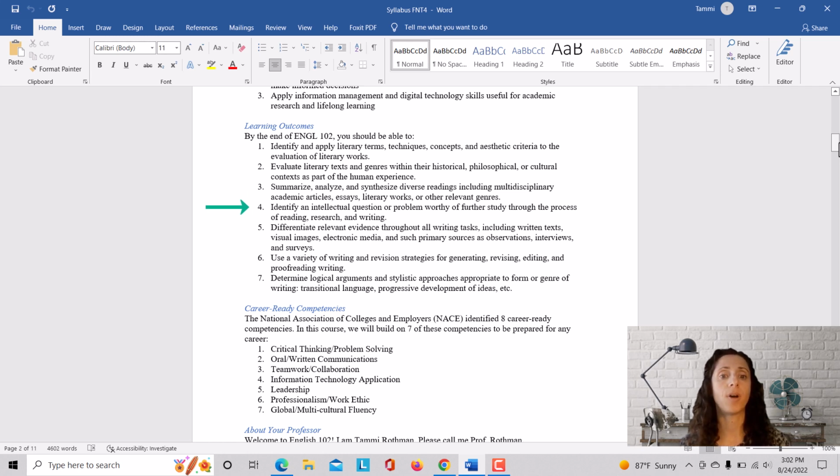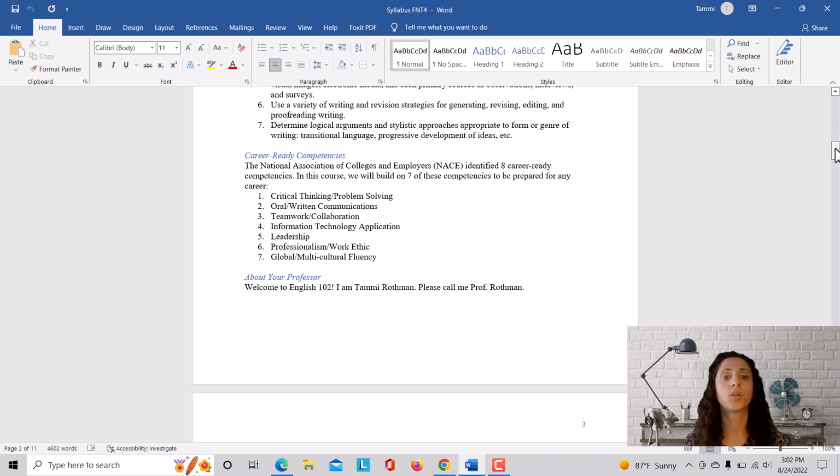4, identify an intellectual question or problem worthy of further study through the process of reading, research, and writing. 5, differentiate relevant evidence throughout all writing tasks, including written texts, visual images, electronic media, and such primary sources as observations, interviews, and surveys. 6, use a variety of writing and revision strategies for generating, revising, editing, and proofreading writing. And 7, determine logical arguments and stylistic approaches appropriate to the form or genre of writing, transitional language, progressive development of ideas, and so on.